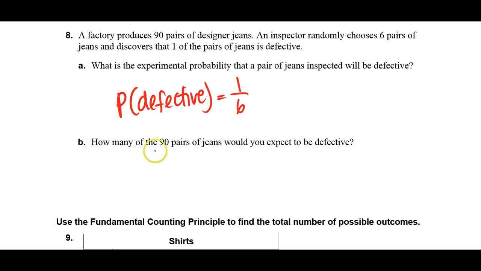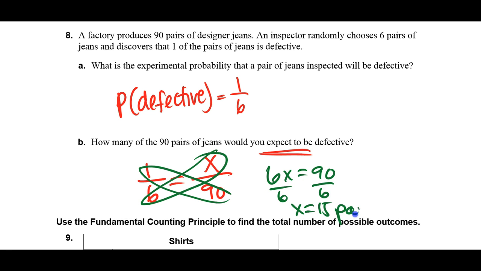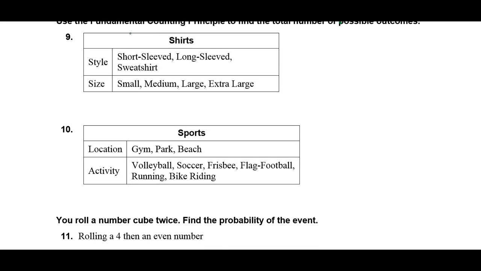Okay, so now how many of the 90 pairs of jeans would you expect? So using this probability of 1/6, how many would you expect to be defective? So if it's 1/6 out of 90, how many would I expect? And then you can just do cross multiplication. So 6x equals 90. Divide both sides by 6. And you get x is equal to 15 pairs. So I would expect, using this probability, that 15 pairs of jeans are going to be defective.